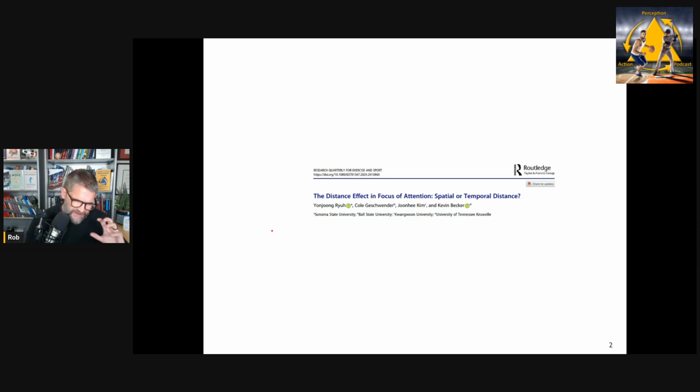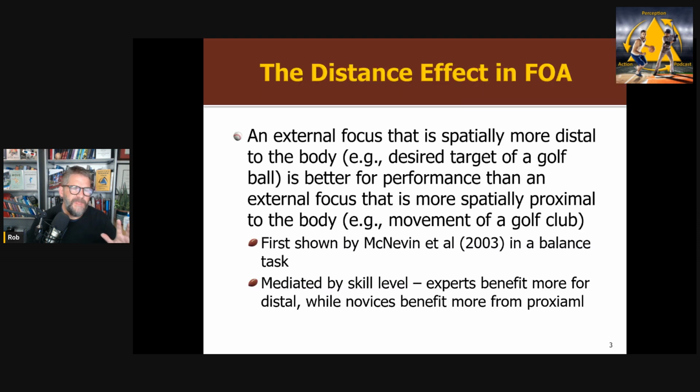And what's going to be looked at in the study is what's known as the distance effect of focus of attention. So to remind you, right, focus of attention research in general, you get a better performance in motor learning with an external focus of attention compared to an internal one, right? But we also have this effect where the distance of the external focus from your body matters.